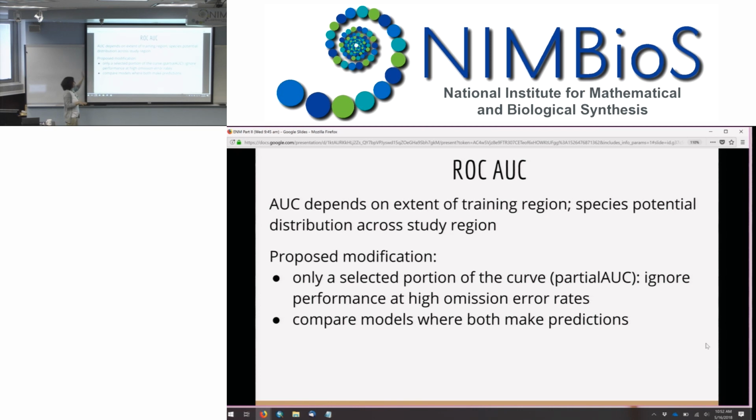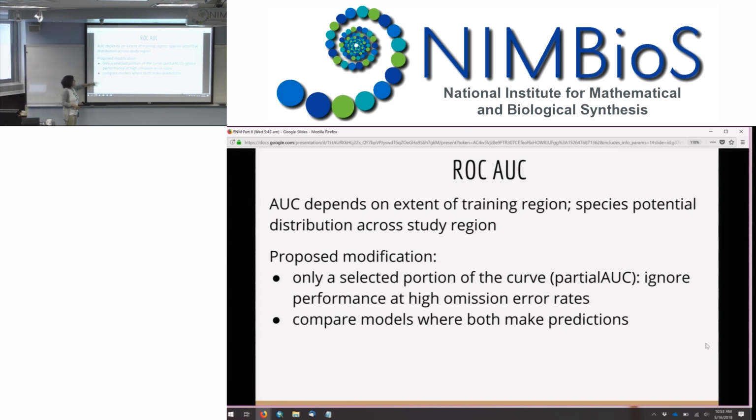And then the species' potential distribution across the study region also varies. Different models are never capable of having 100% commission error. So some models are never able to predict the entire study region, whereas some models are. So that's another problem with comparing these AUC values across modeling algorithms.